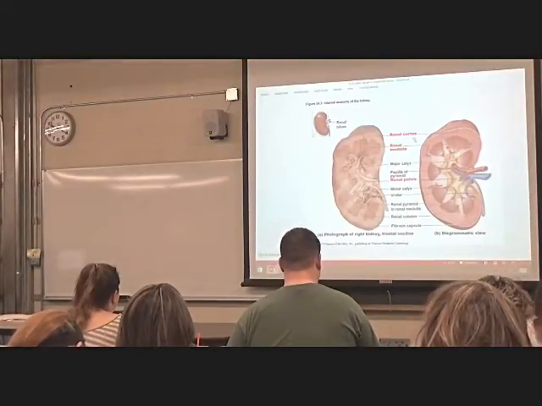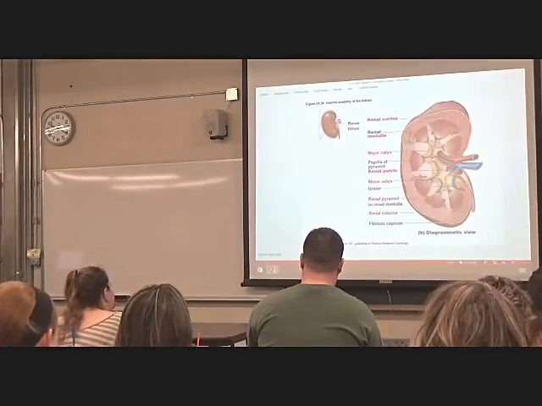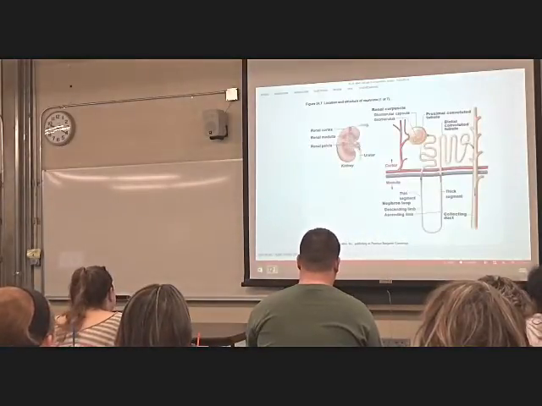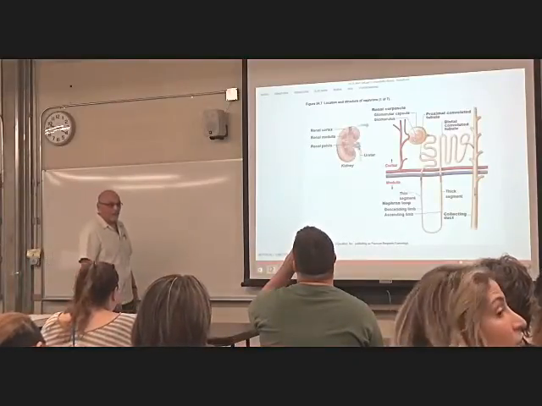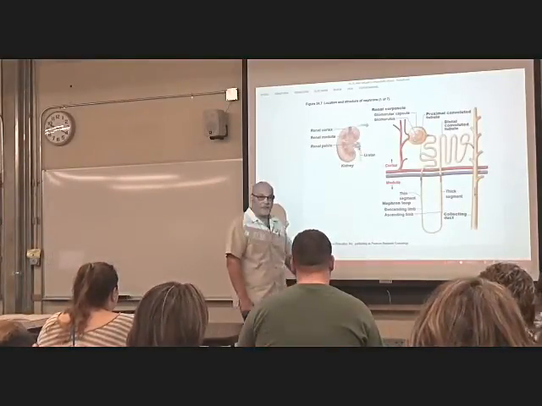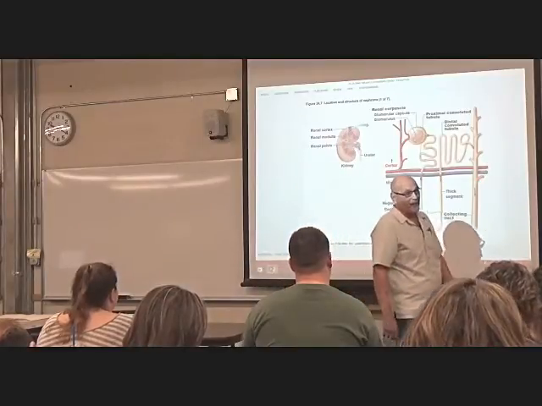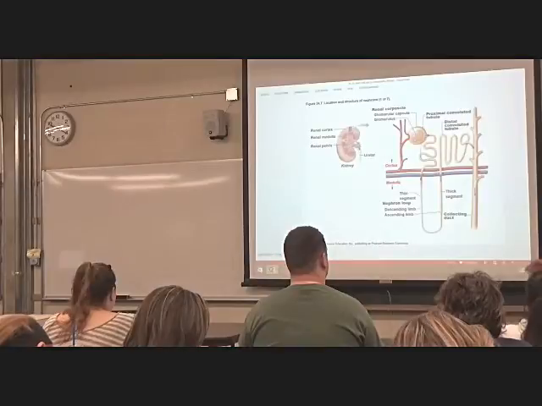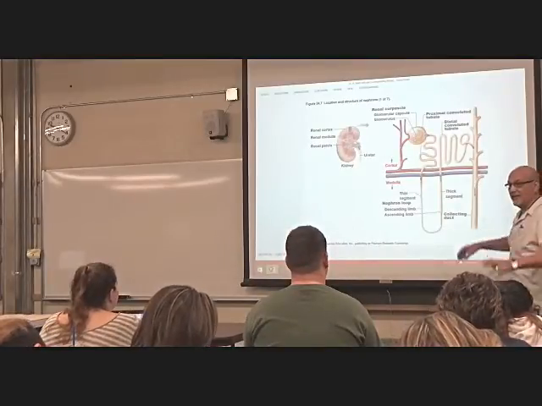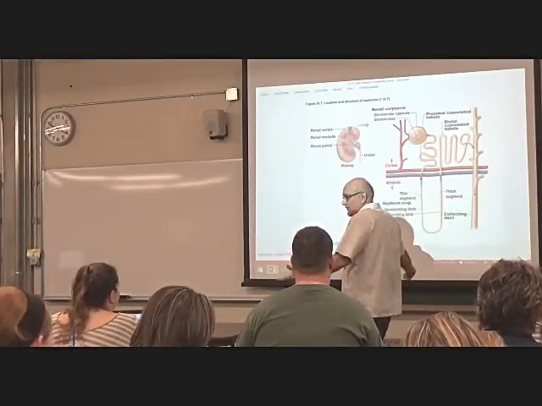So we're going to slowly work our way now to the nephron. The nephron is the functional unit of the kidney. Each kidney has 1.25 million nephrons. So all together, 2.5 million nephrons in the body. Why do we have so many individual nephrons? So two giant ones, one in each kidney. Why do we have so many?